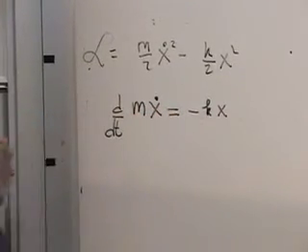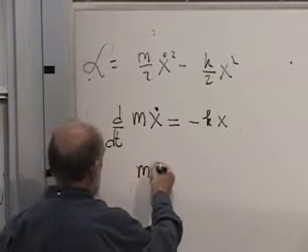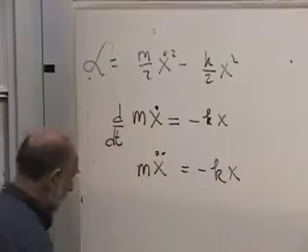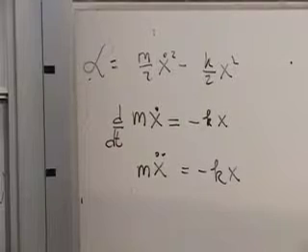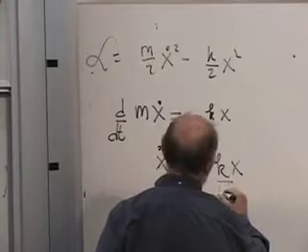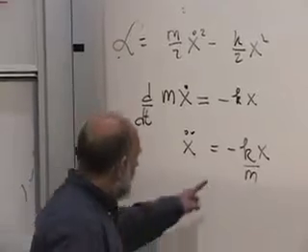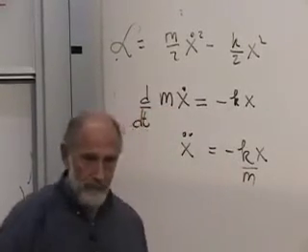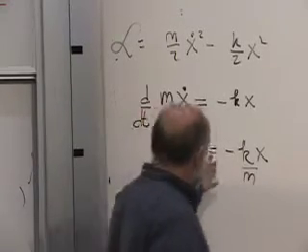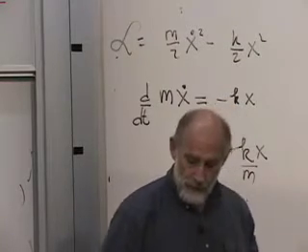This, of course, is just good old F equals ma. M x double dot is equal to minus kx. Hooke's law. It's nice to divide by the mass. Let's divide by the mass here. Notice the only thing which comes in to the motion is the combination k over m. K over m is the important quantity. If I were to change k and change m, keeping k over m fixed, the equation of motion would not change.